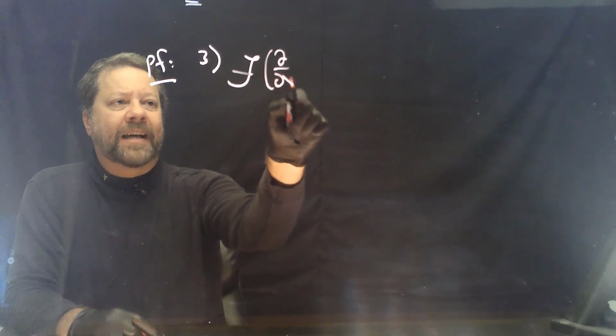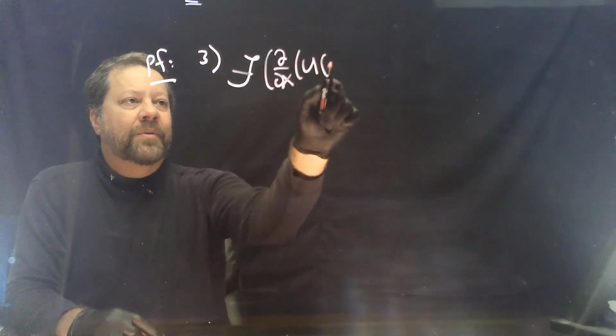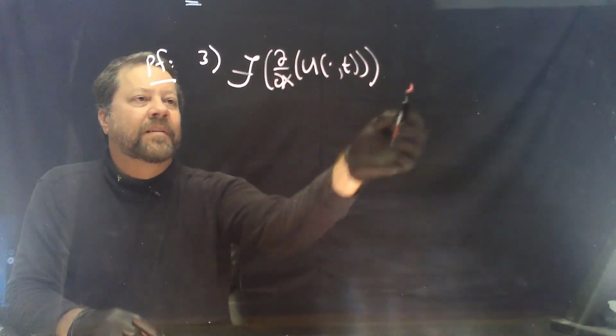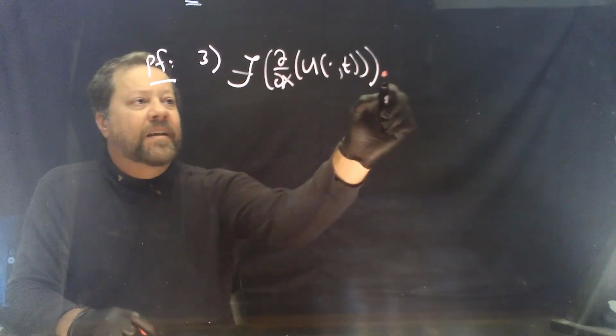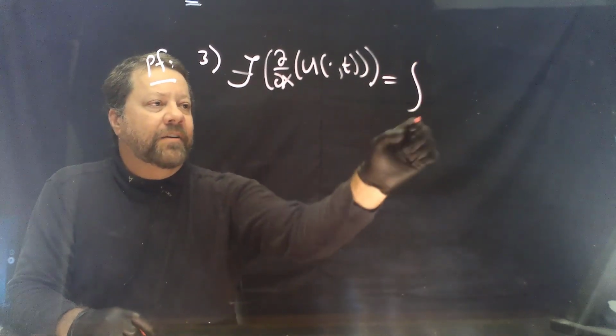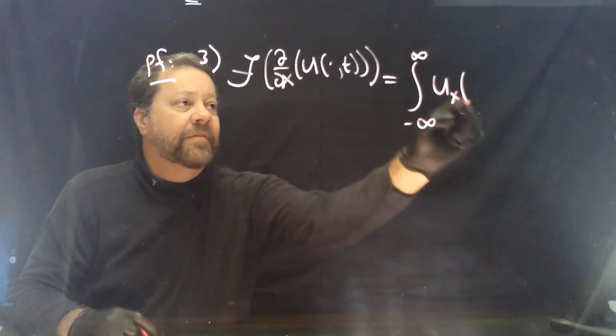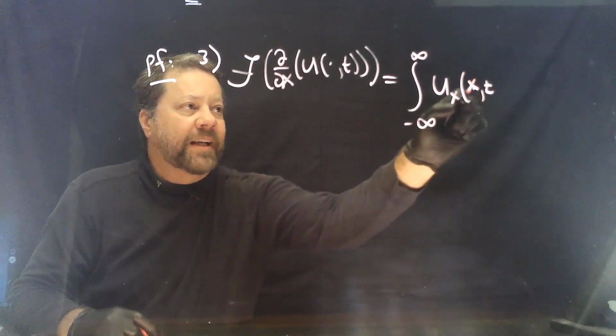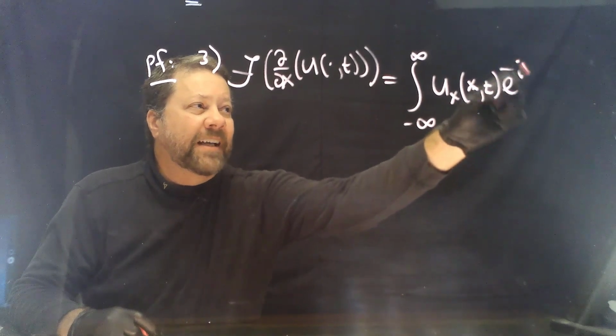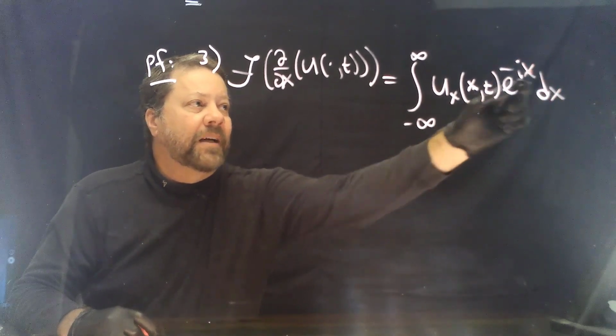So we'll take the Fourier transform of the derivative with respect to x of u and see what we get. This is by definition the integral from minus infinity to infinity of the derivative, I'll put an x here, times e to the minus ixs dx.